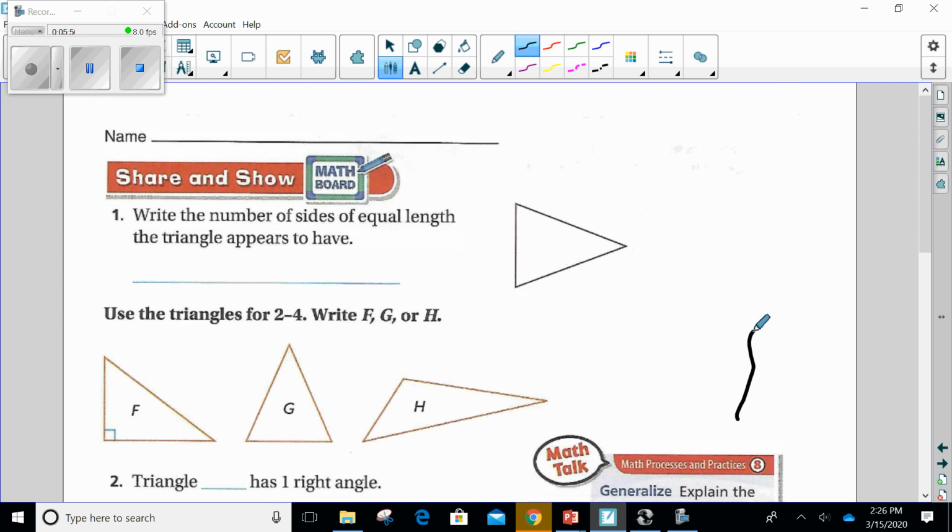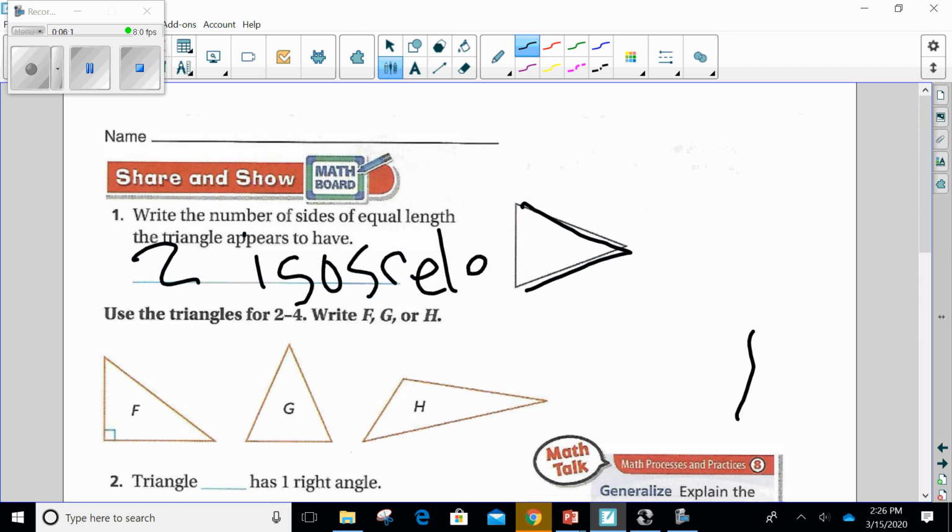Write the number of sides of equal length the triangle appears to have. Well, I see 2. Okay? So it has 2 sides of equal length. It is an isosceles. Isosceles. Say that 3 or 4 times together to yourself. Get that in your brain. Okay? All right, here we go.